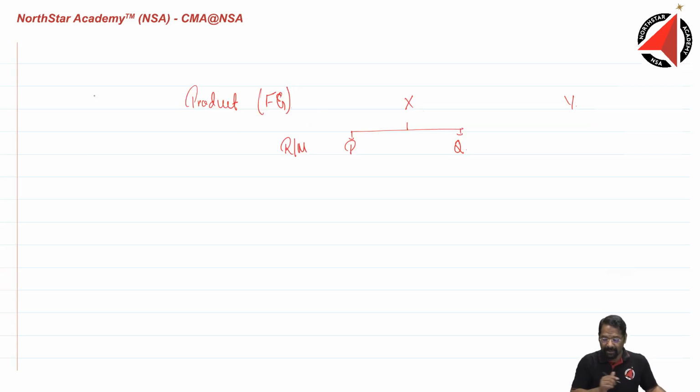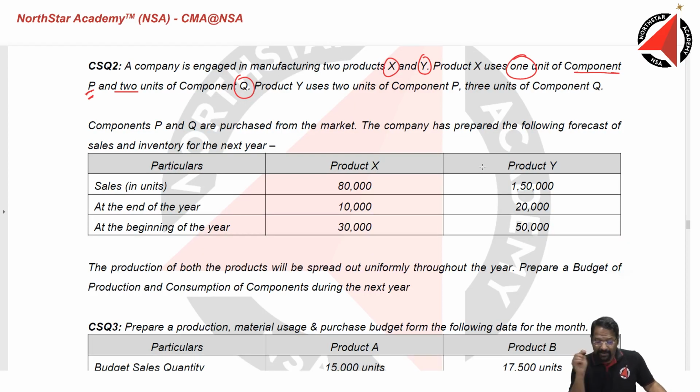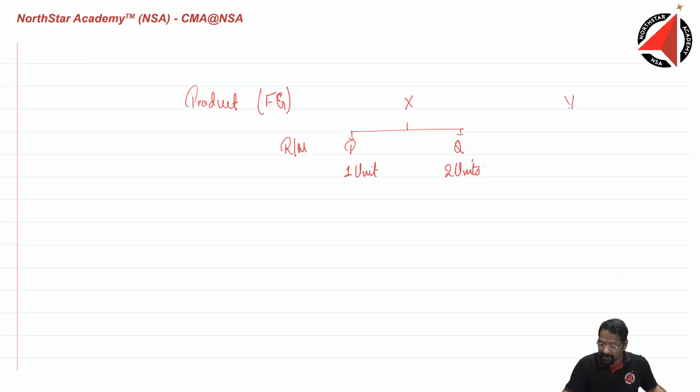Component P means raw material. So 1 unit, and I need 2 units of component Q. Agreed? Fine. Next, I want to make product Y. Product Y means finished goods Y, right?